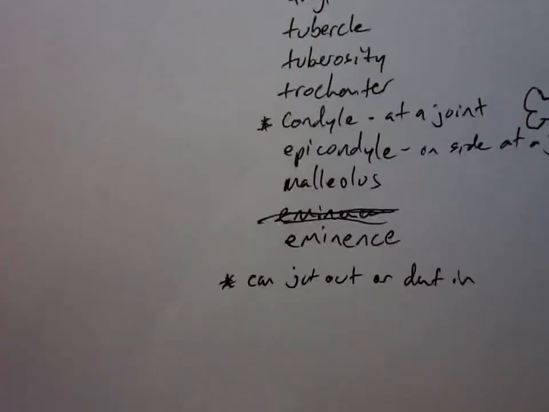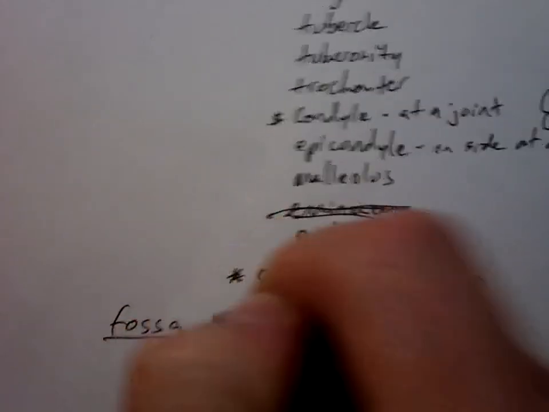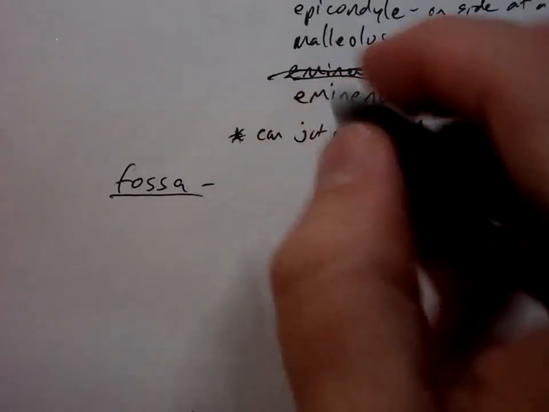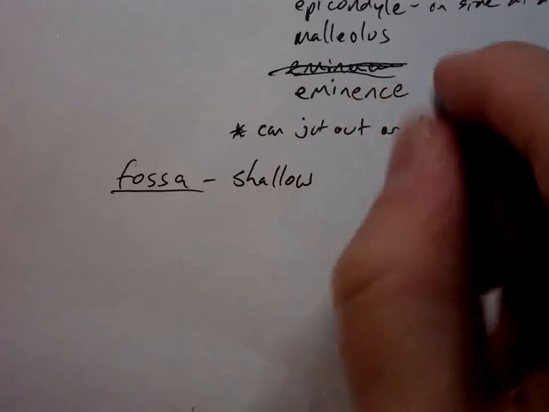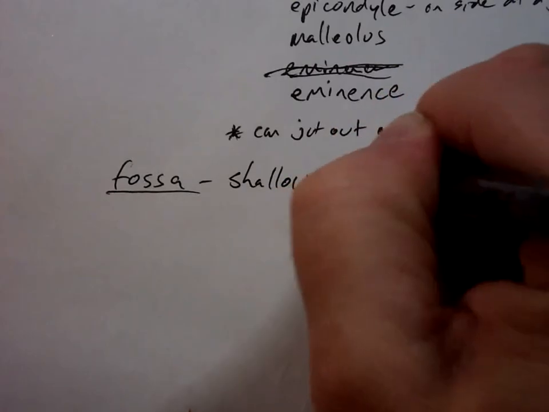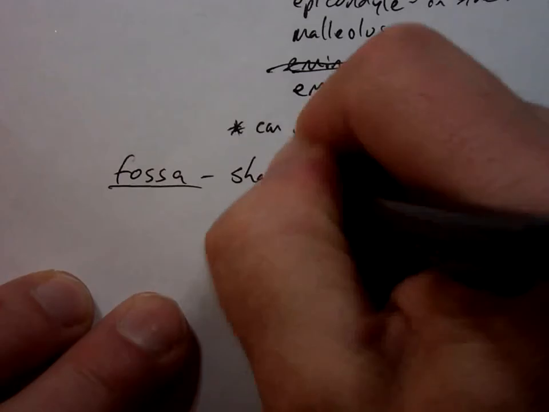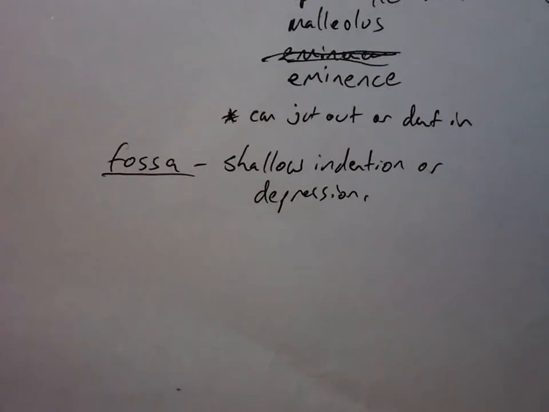Besides processes, there's also this, a fossa. A fossa, not to be confused with Mufasa, that's something different, okay, is a shallow indention or depression. That's the same thing. It's a dent of some kind. Fossa, shallow indention or depression. That is a fossa. So by this definition, some condyles are actually like fossas.